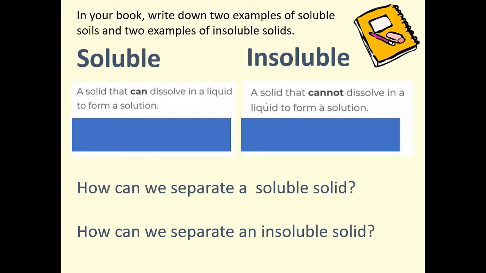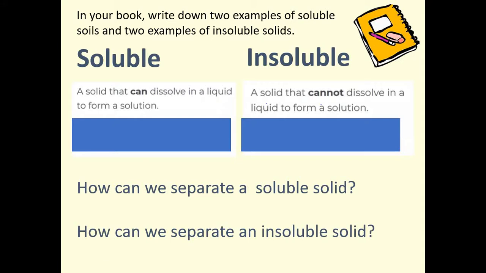An insoluble solid is a solid that cannot dissolve in a liquid to form a solution. So think of 2 solid things that do not break down to dissolve into the solution. Then, in your book, I'd like you to answer the question, how can we separate a soluble solid and how can we separate an insoluble solid?